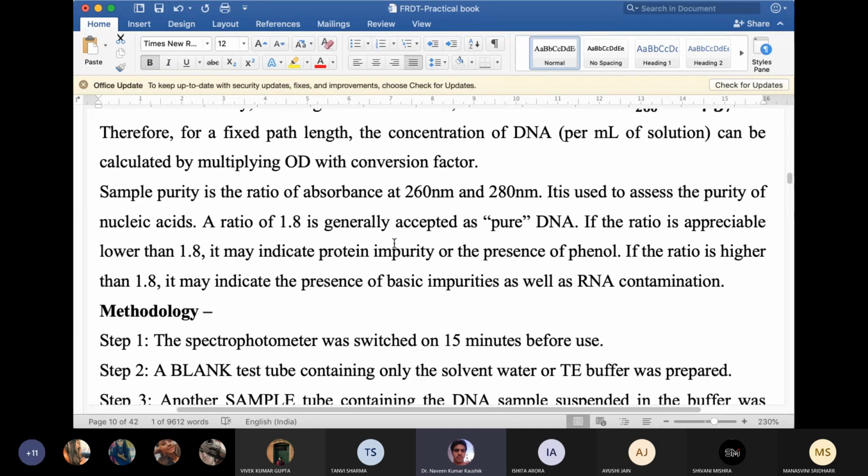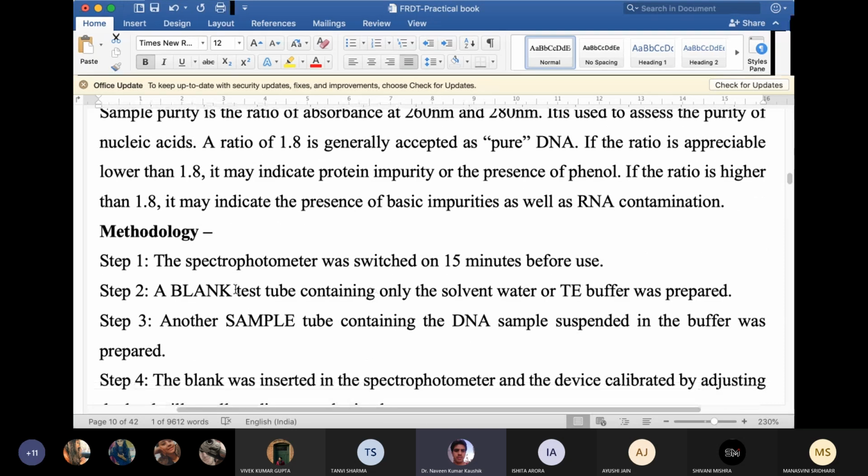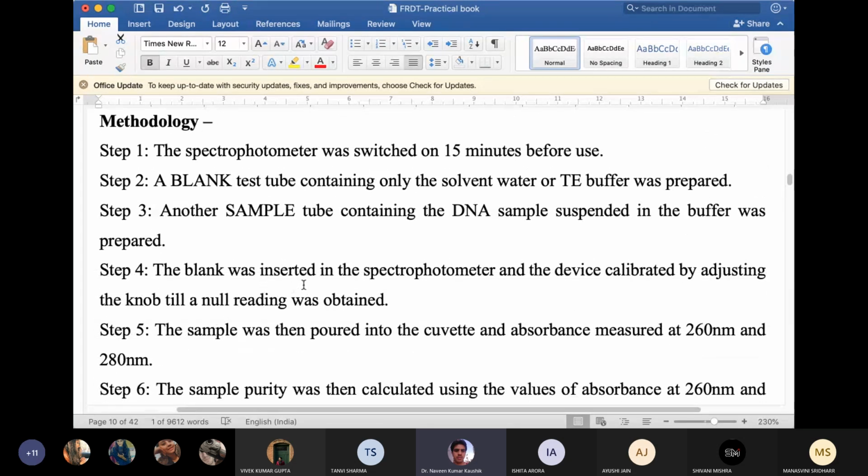To remove RNA, you have to treat your DNA with RNase. RNase is a nuclease which is going to digest your RNA. So this is the methodology. Please, Vivek, read the methodology also.